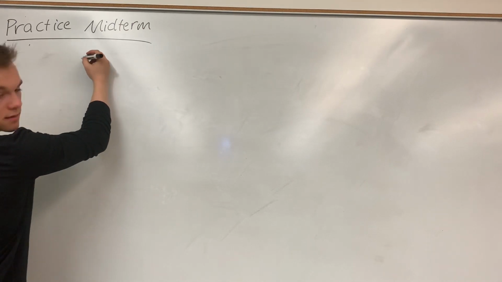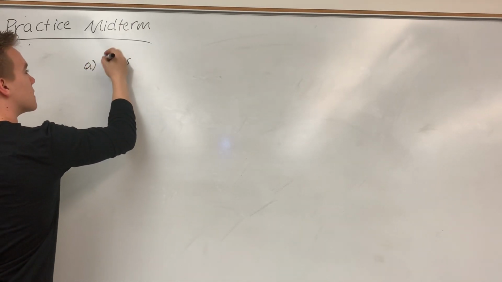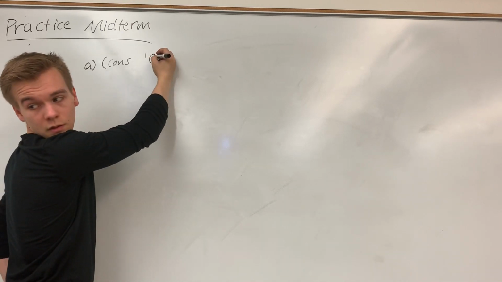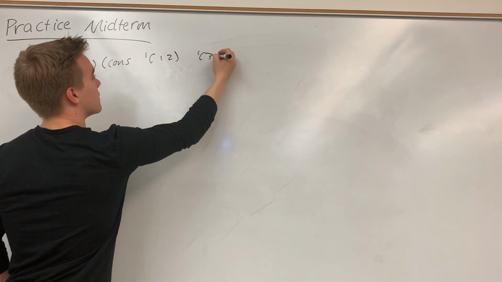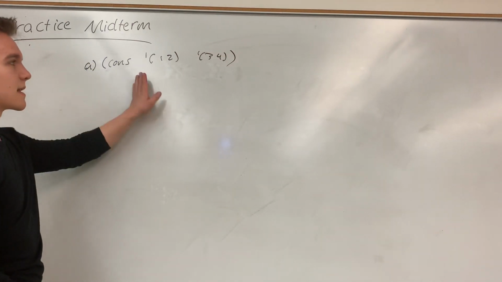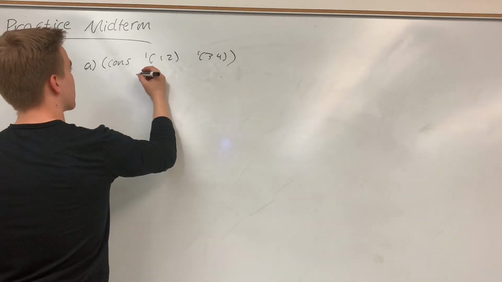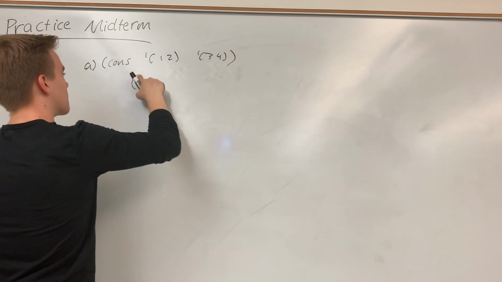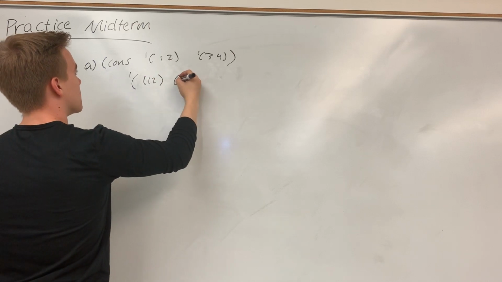The first one is, they're labeled A, cons, list, 1, 2, list, 3, 4. We know cons takes an element and a list, and puts that element into that list. So this will end up being list 1, 2, 3, 4.